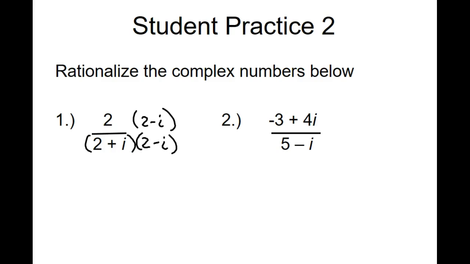LaFontaine, what's the top become? That's all I do? No, not yet. Does somebody want to pick that up for me? Let me go Danielle. Go ahead, Danielle. You distribute. So what would you get? 4 minus 2i. You would get 4 minus 2i.